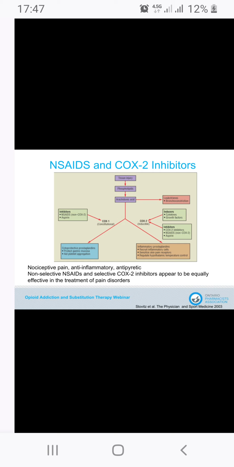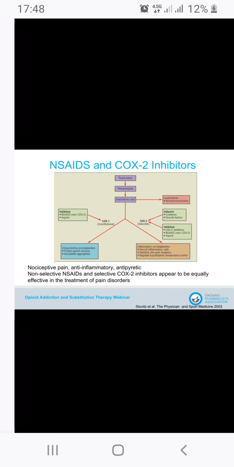So NSAIDs work by inhibiting prostaglandin synthesis. You see in the schematic where you have tissue damage, which releases phospholipids, which further develops into arachidonic acid. Arachidonic acid is then broken down by COX-1 or 2 to produce prostaglandins. And there are many different types of prostaglandins that are produced. And you can see in the blue box there, if COX-1 was to break down the arachidonic acid, you have cytoprotective prostaglandins whose purpose is to protect the gastric mucosa and aid in platelet aggregation and clotting.